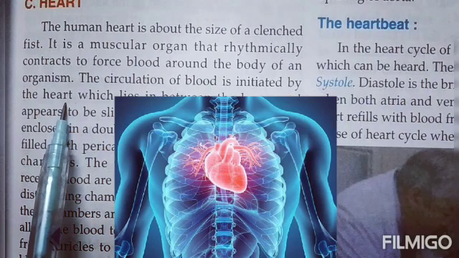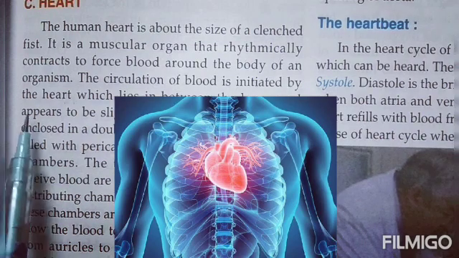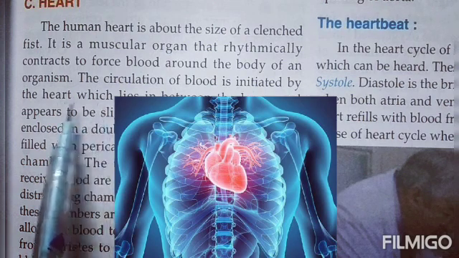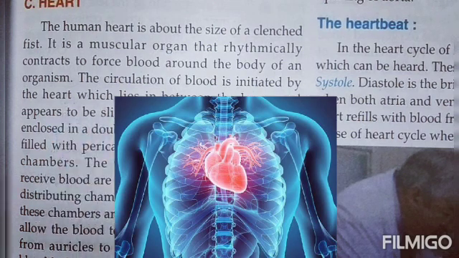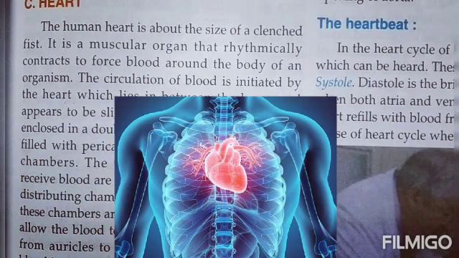It gets started from the heart only, which lies in between the lungs and appears to be slightly towards the left side. As you can see in the picture, children, the position of the heart is in between the lungs and is slightly tilted towards the left side.